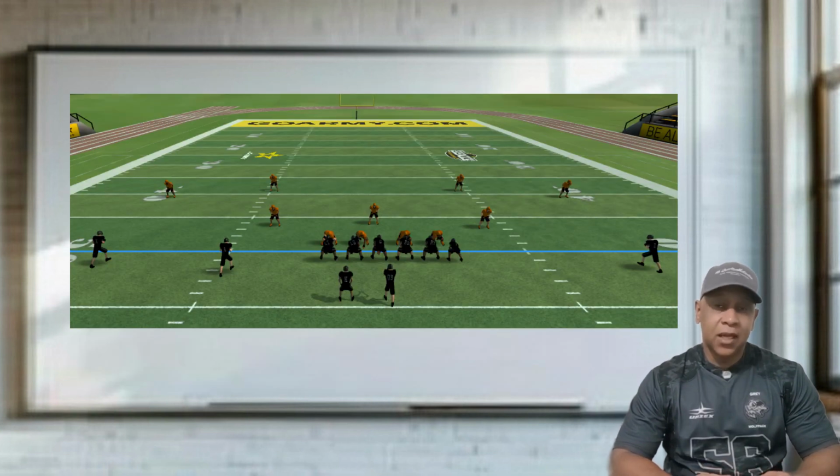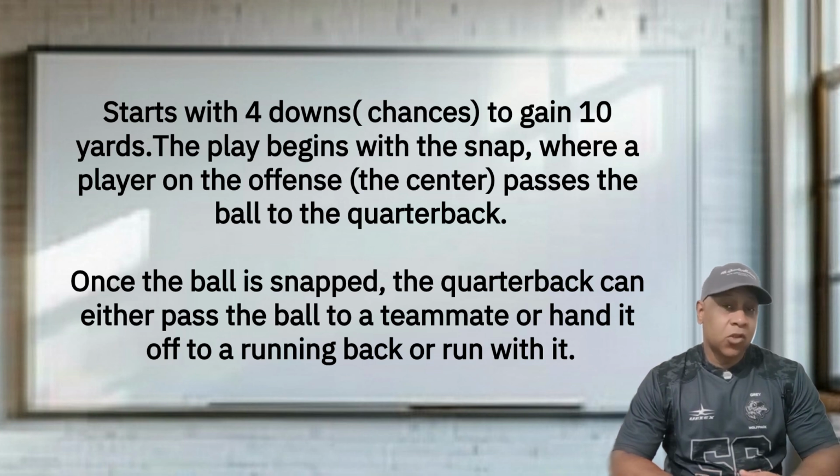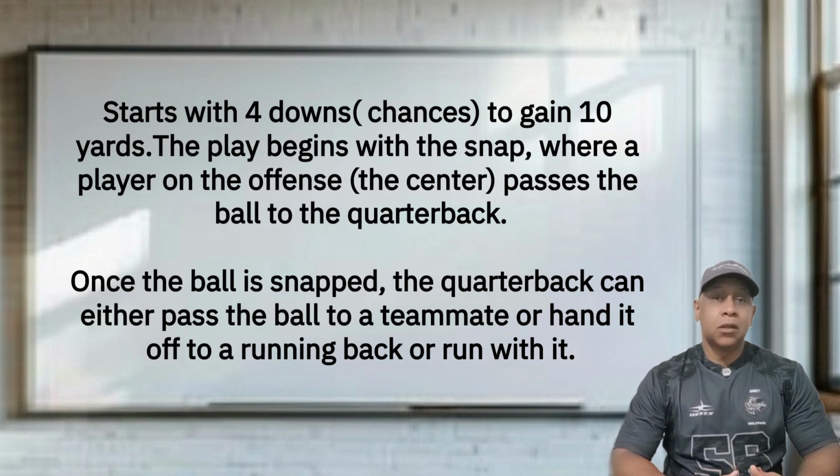The basics of play. The game is played with two teams on the field at once. The game is a series of short plays. The offense gets 4 chances, called downs, to advance the ball at least 10 yards. The play begins with the snap, where a player on the offense, the center, passes the ball between his legs to the quarterback. Once the ball is snapped, the quarterback can either pass the ball to a teammate or hand it off to a running back, or run with it.